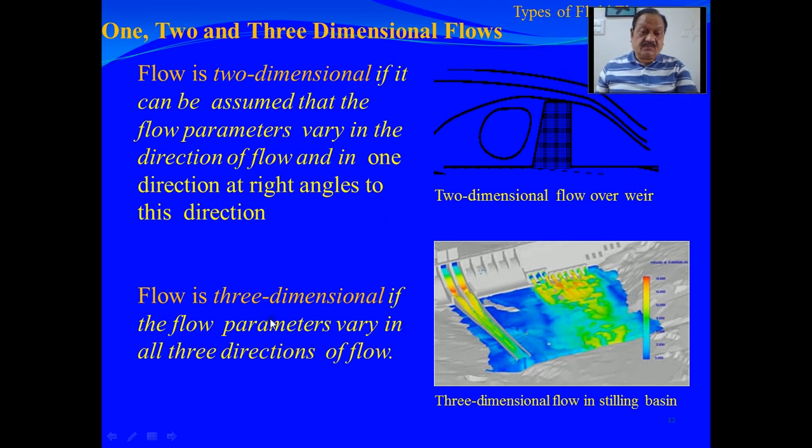Then three-dimensional flow: if the flow parameters vary in all three directions, that is a three-dimensional flow, as in a stilling basin.